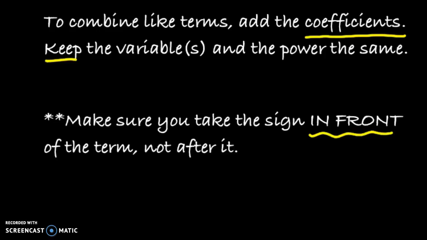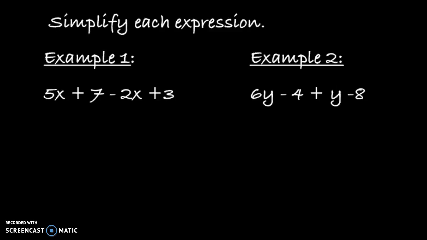So let's look at some examples and see if we can get this to make sense. So simplify each expression. Let's look at the one on the left. So 5x plus 7 minus 2x plus 3. If I'm combining my like terms, first I need to figure out what are my like terms. So things that have the same variable and the same power.